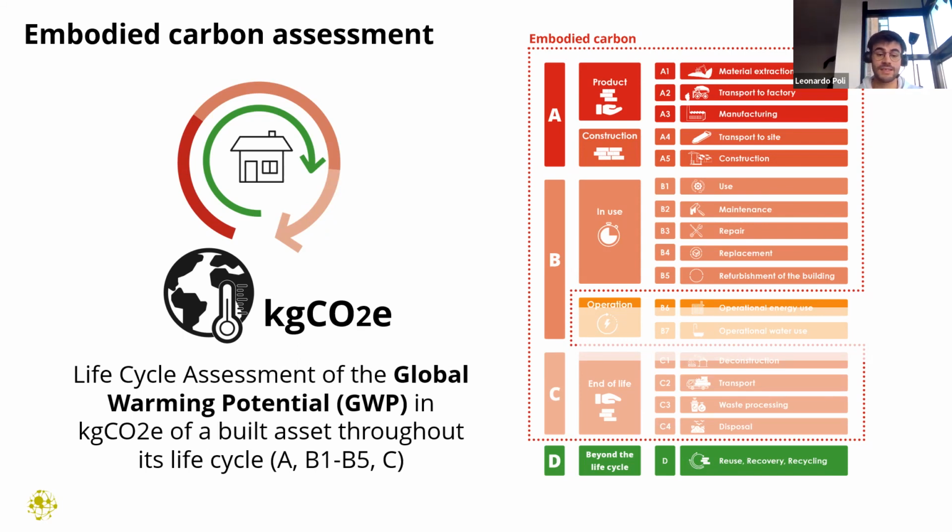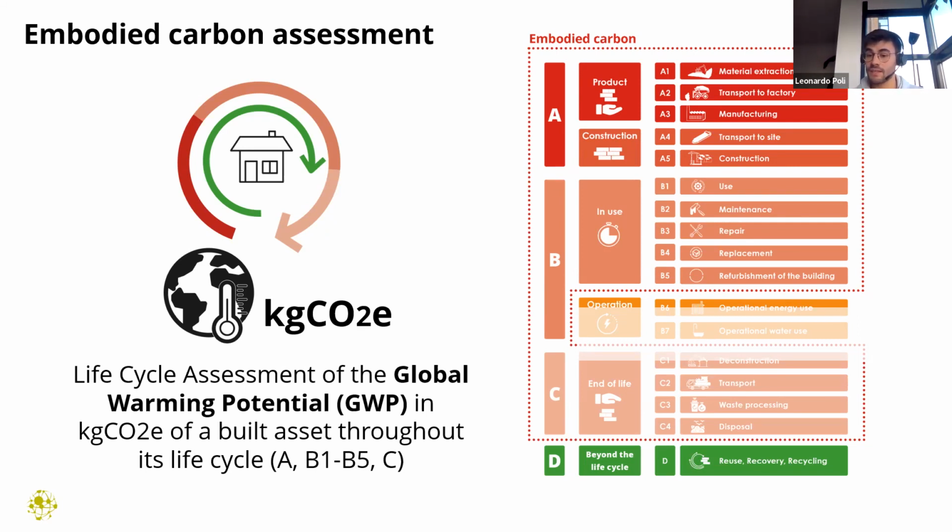What the EN defines is the different stages or sub-modules that we need to take into consideration. So to summarize, for an embodied carbon assessment, you add the carbon emissions of the A stages, which is basically called upfront carbon emissions, and then B stages, which are called in use, and then C stages, end of life.